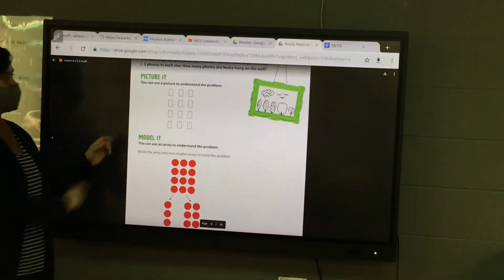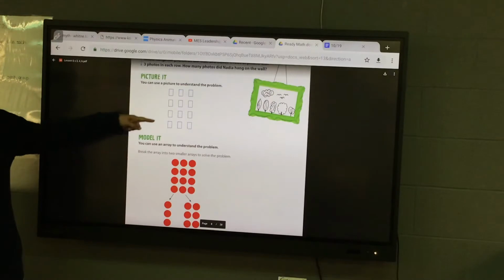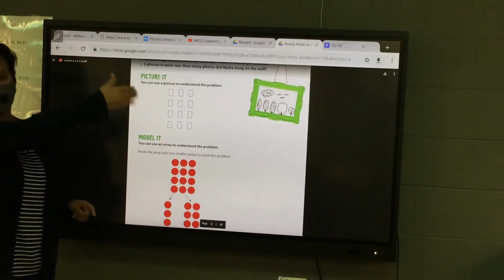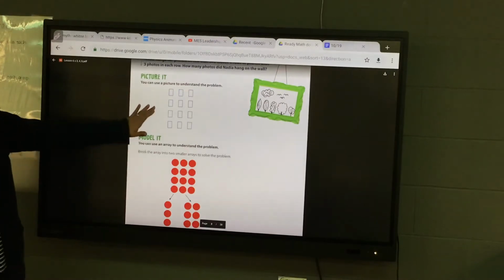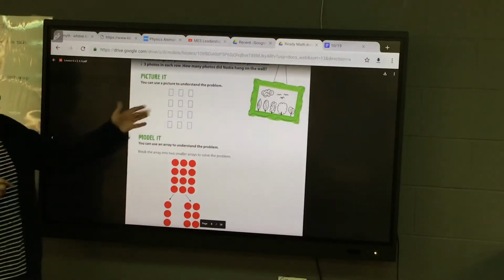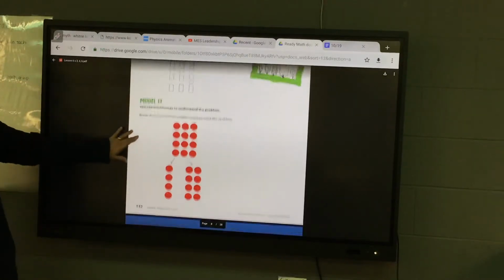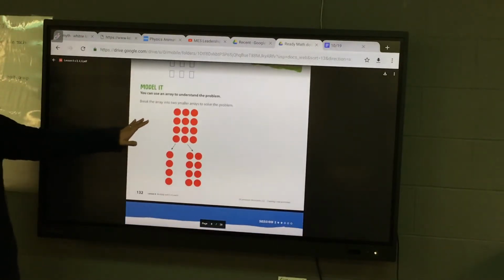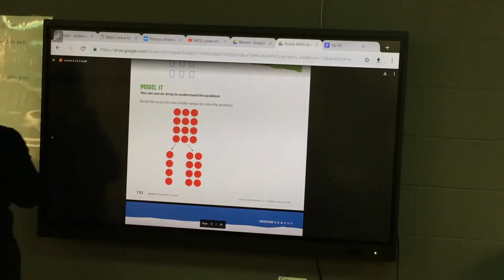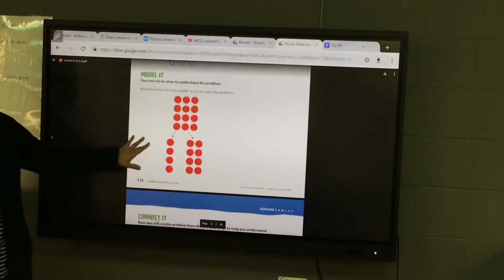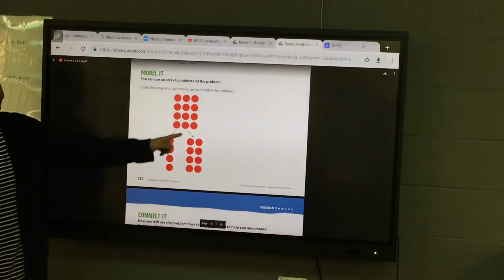If you remember correctly, your tiles probably looked similar to how this is set up. How many rows do they have here? 4. 4 rows. How many pictures in each row? 3. 3 pictures in each row. Okay, so we made an array using those square tiles. They're using rectangles here. You could also use the round counters to make an array. But look at what they did with this array.